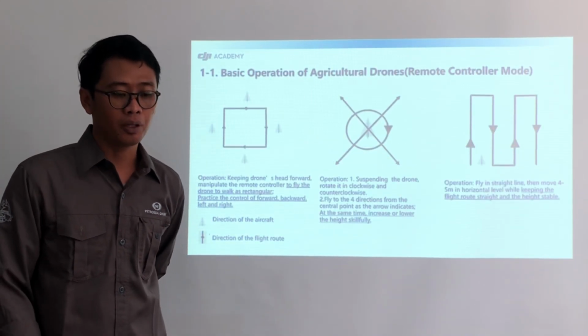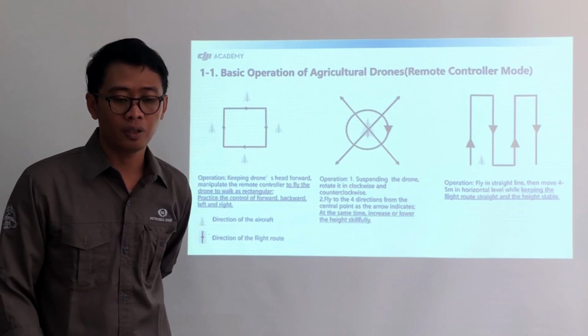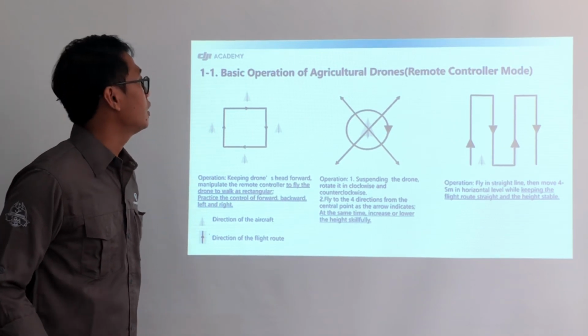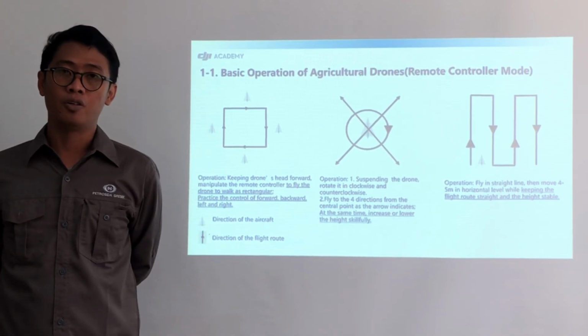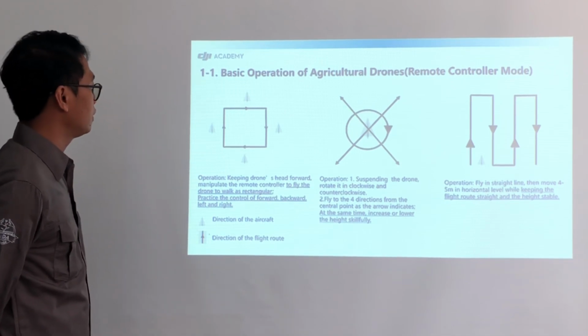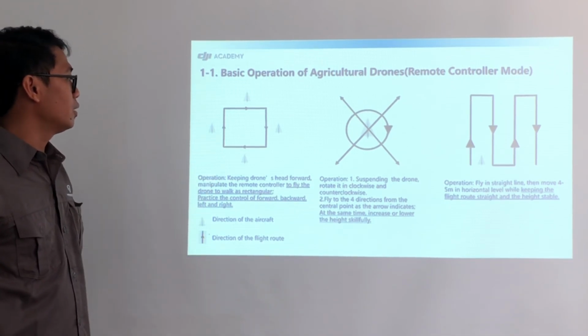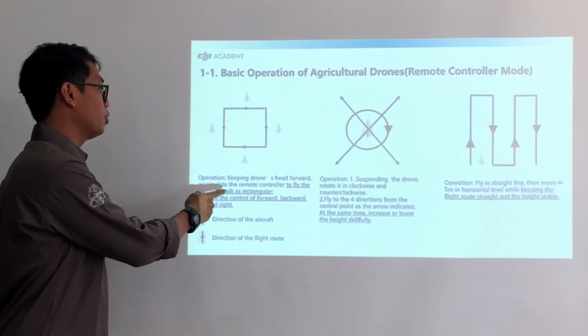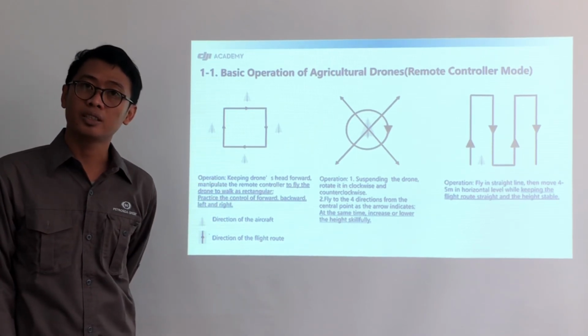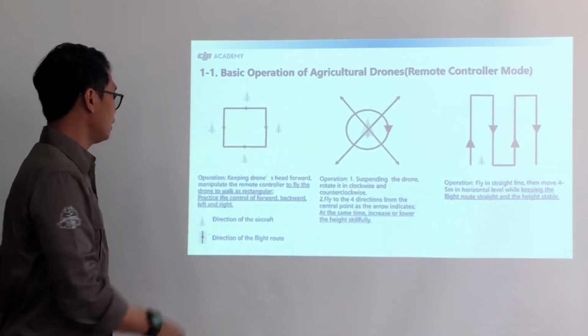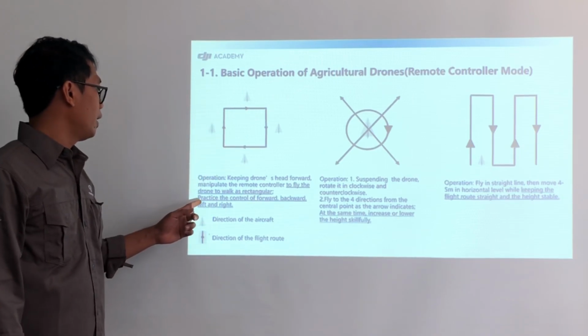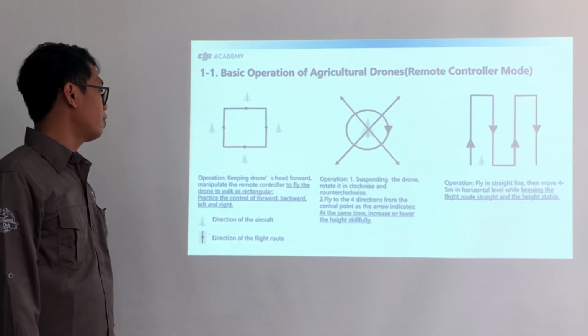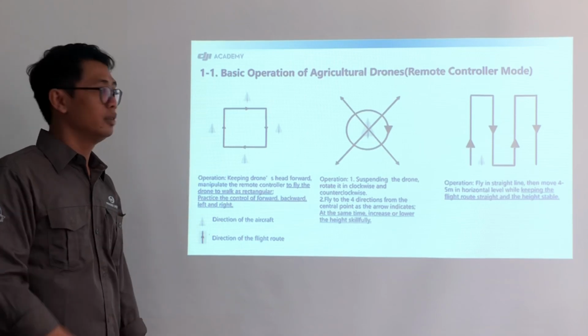This is the basic operation of agricultural drones' remote control mode. There are three types of remote control mode. This is the first operation, keeping the drone head forward. Manipulate the remote control to fly the drone in a rectangle, as shown in the picture. And then practice the control of forward, backward, left and right.